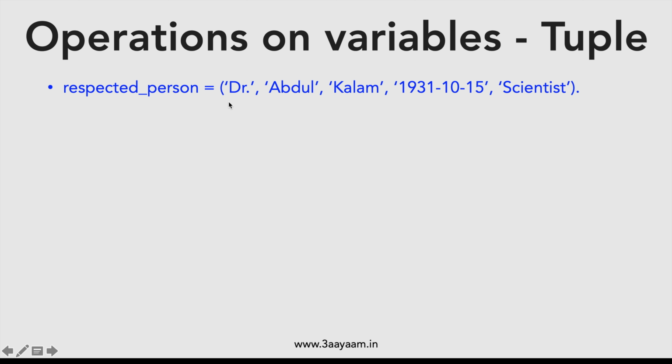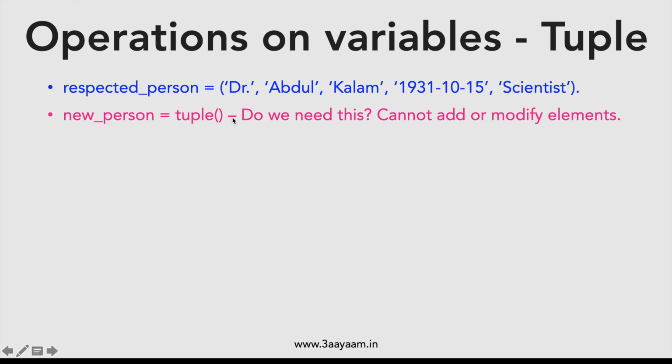In situations like this, when we do not want to modify any values inside of the variable, because the name Dr. Abdul Kalam will never change, the date of birth will never change, and neither the scientist. This is how we define a tuple. Now if you have to initialize, of course you can initialize an empty tuple, but do you need this? Because we cannot add or modify elements, it does not make any sense to create an empty tuple. What is the point of having an empty tuple wherein we cannot make any modifications to it?